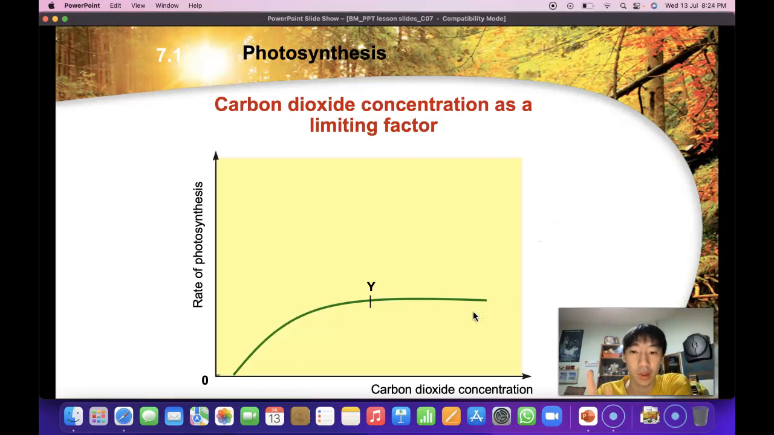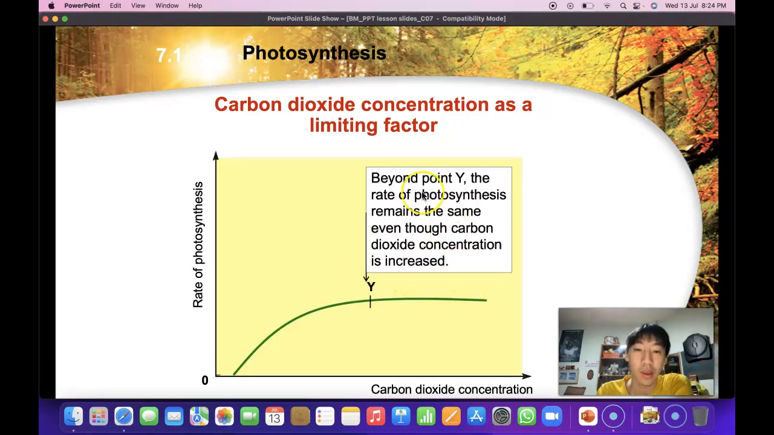Let's look at this graph. So we have seen this kind of graphs a few times. We know that as you are increasing the carbon dioxide concentration, right, the rate of photosynthesis increases up until the point of Y, where carbon dioxide is no longer the limiting factor, right? Because there's more than enough carbon dioxide for the plant to use. And so the plant then can reach its maximum rate of photosynthesis. Okay, so like what the picture is saying, beyond point Y, the rate of photosynthesis remains the same even though the carbon dioxide concentration is increased.